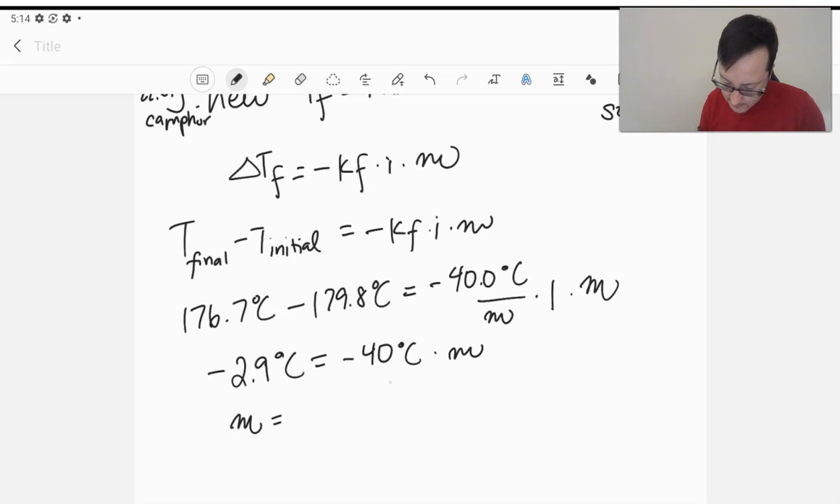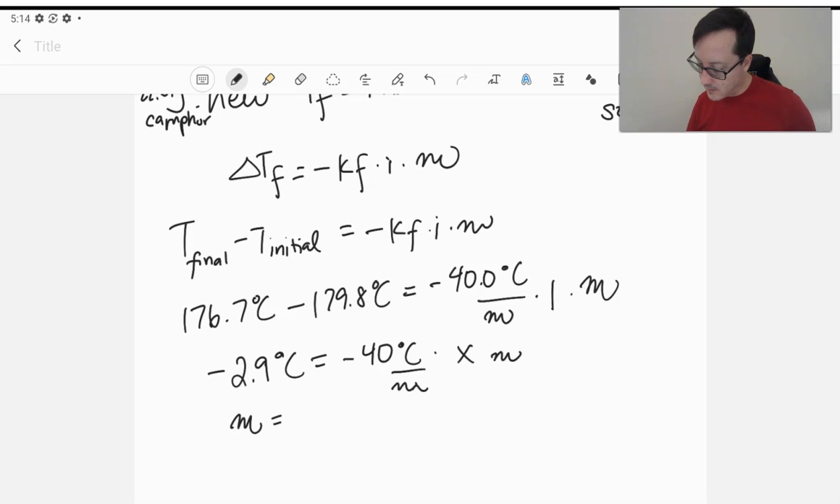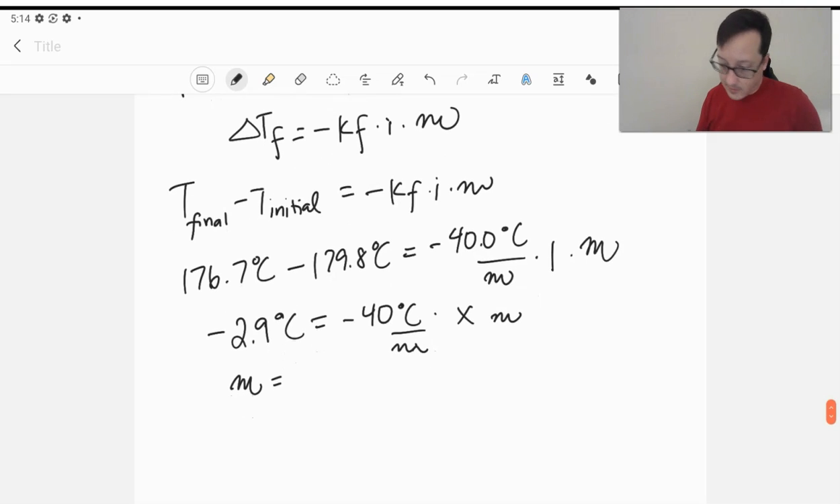We technically have to put the units of molality here. I understand it's weird to have the variable m as well as the unit here, so we can replace one of them with x: x molal, and therefore the units will cancel out. So if we do the calculation, negative 2.9 divided by negative 40, our molality is 0.0725 with 2 sig figs. That's, as we know, moles per kilogram. That's our molality here.